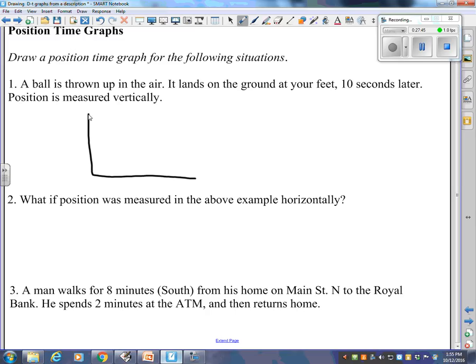Well, I guess it depends on what you define to be 0. We didn't talk about this, did we? Most we didn't know exactly. So, good point. Is 0 my hand or is 0 the ground?